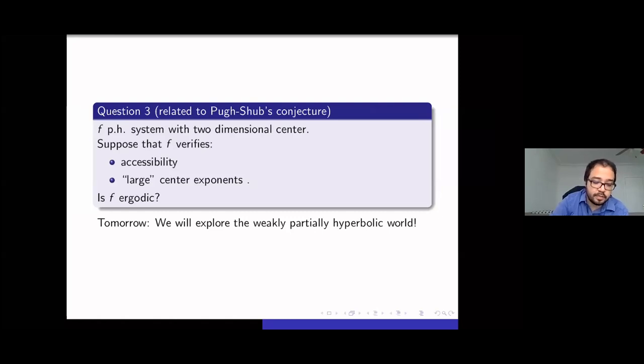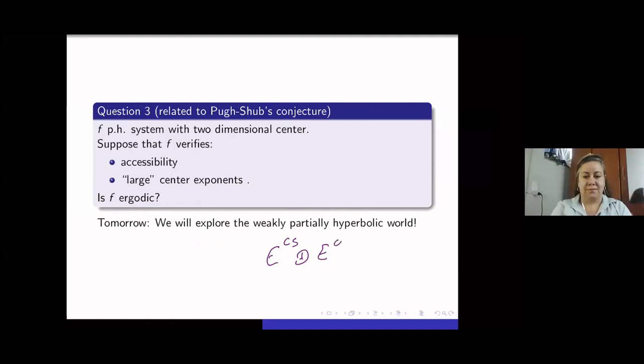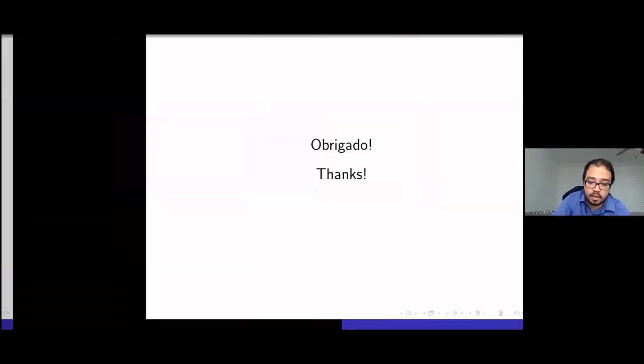Okay, so this is what I had to say for today, and then tomorrow we are going to explore this weakly partially hyperbolic world, which you can think of as a system of this type, for example, that has a decomposition of this type. Okay, thank you.